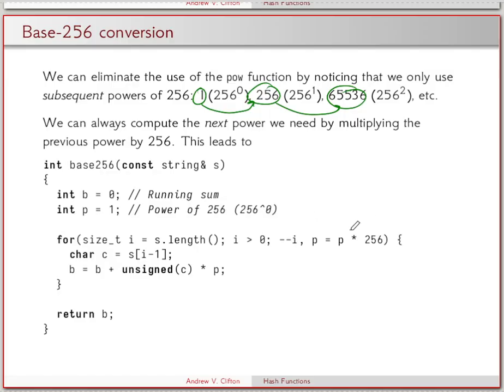So instead of using the POW function, we can just multiply the previous power by 256 to get to the next one. So 1 represents 256 to the 0th power, and then to get the next power, we just multiply it by 256. So we're not using the POW function anymore. We're just multiplying directly by p here. That avoids the use of the POW function.